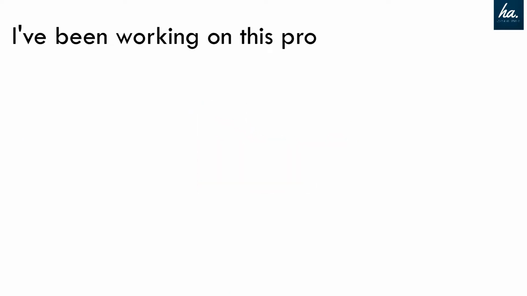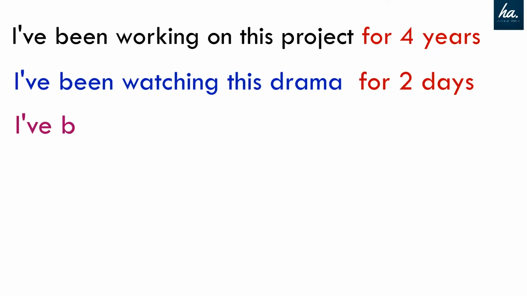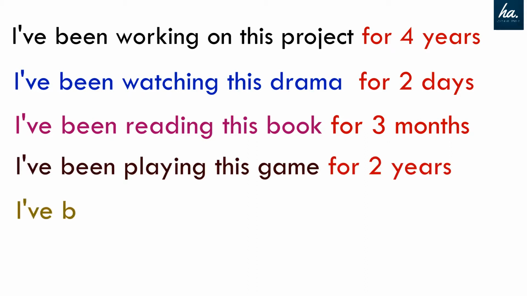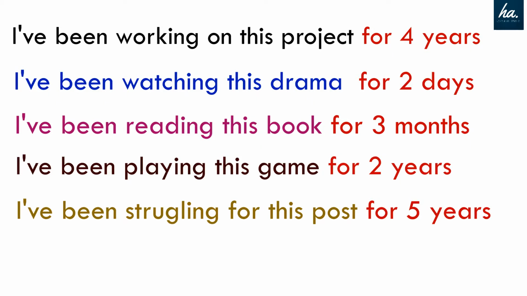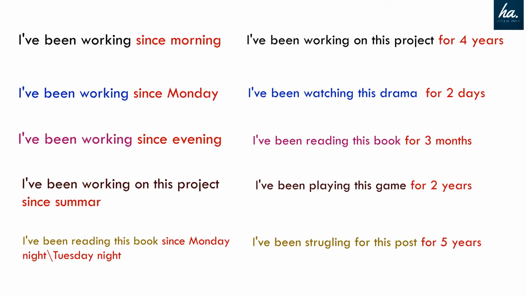On the other hand, to use the for in the sentence, for example, I've been working on this project for 4 years. I've been watching this drama for 2 days. He has been reading this book for 3 months. I've been playing this game for 2 years. I've been struggling for this post for 5 years. So these are the examples, and that is the basic difference between the use of the since and the for in the sentence while speaking to anyone else.